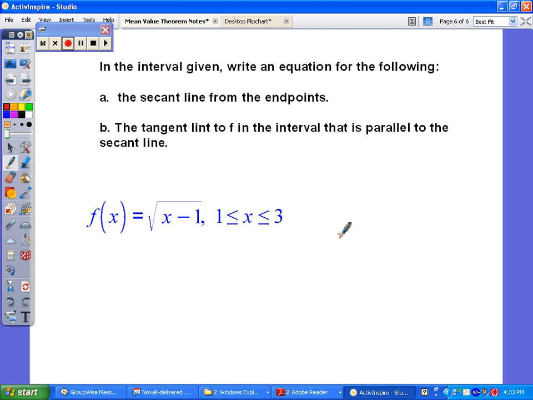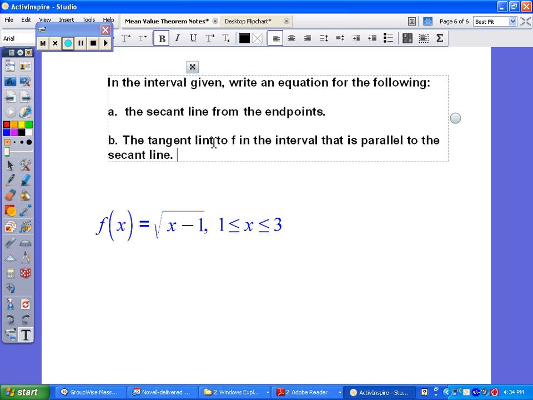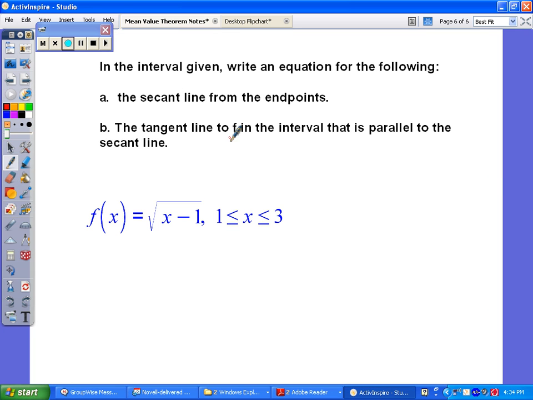One last problem that will be similar to one on your homework is this following problem. It says, in the interval given, write an equation for the following: the secant line from the endpoints and the tangent line to f, in the interval that is parallel to the secant line. Okay. So in order to find the secant line, we need to use our equation for a secant line, which is f of b minus f of a all over b minus a.